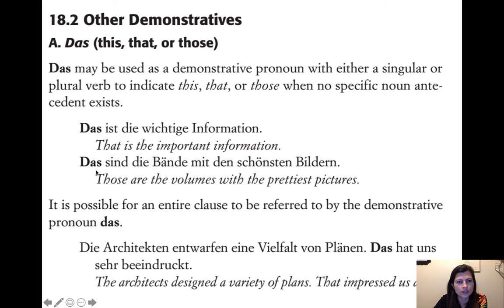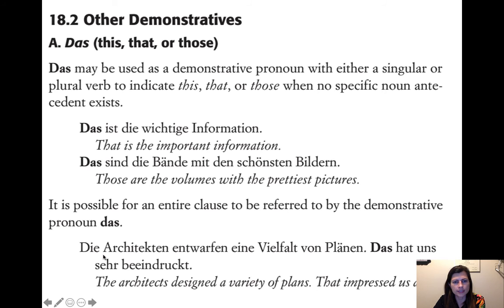So super simple. Das sind die Bände mit den schönsten Bildern. These are the volumes with the prettiest pictures, meaning books, volumes. Das sind, similar to English, you do conjugate this. So die Bände is plural. So die Bände sind, the volumes are. So you do conjugate that. But in English, you have to change that is to those are. And in German, you keep the das in both situations. It doesn't matter singular or plural, but you do conjugate ist versus sind. Yeah, so those are.